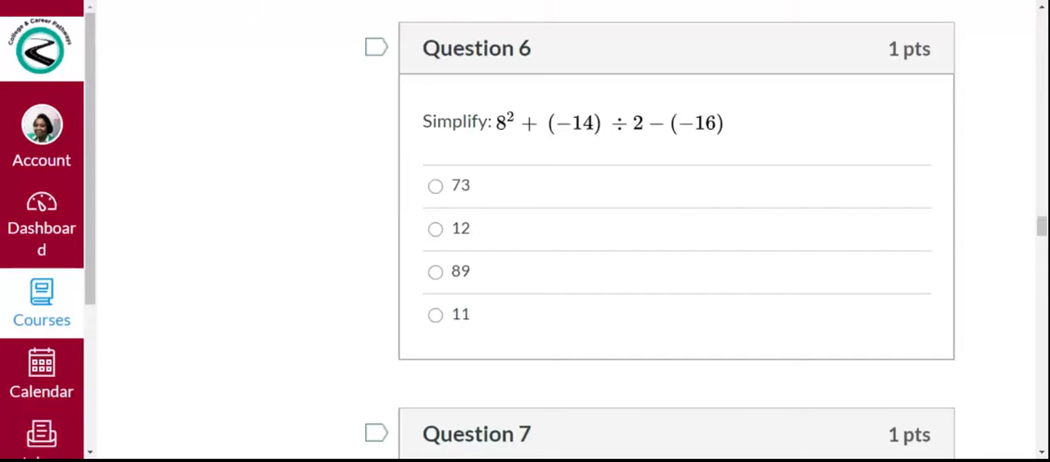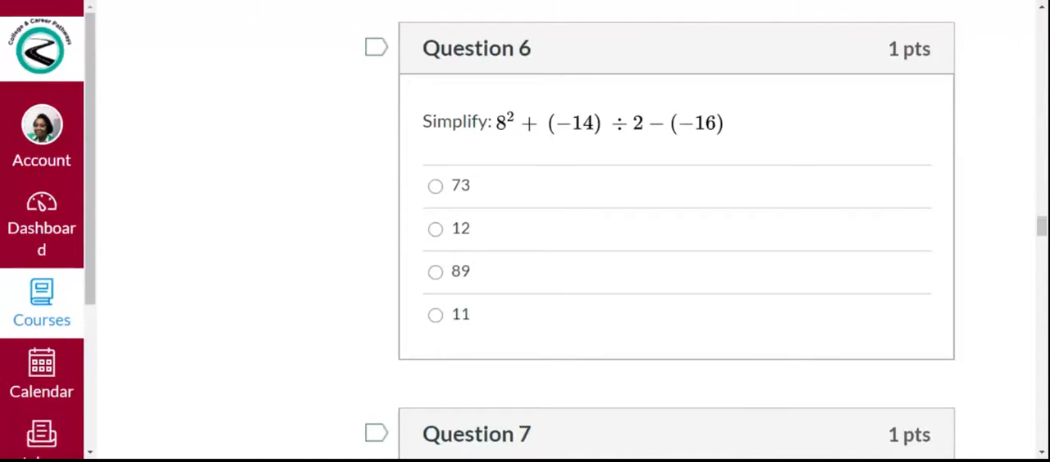Now the next step I'm going to do is reading from left to right in the order of operations. I need to do any multiplication and division that I encounter. So from left to right, I have a negative 14 divided by 2, which is negative 7 there in the middle. So now I have 64 plus -7 plus 16.